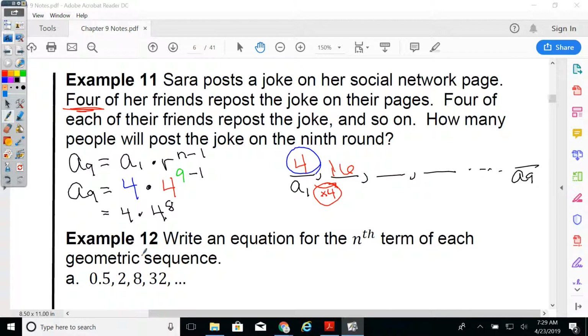4 to the 8th, if we look at our chart, is 4,096. And then we multiply that by 4 again. So typing it in the calculator, that would give us 262,144 people.